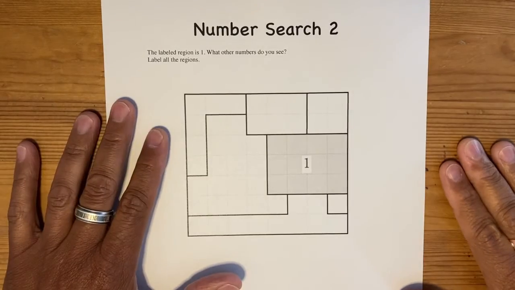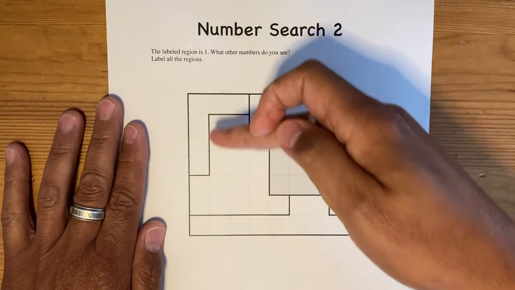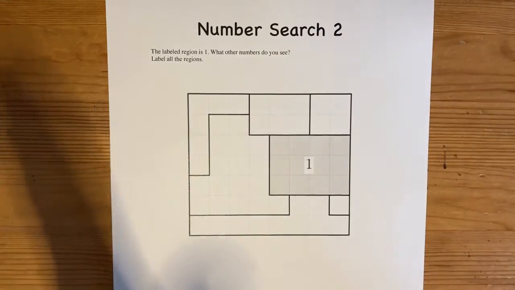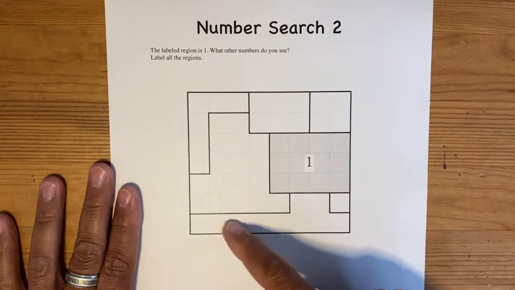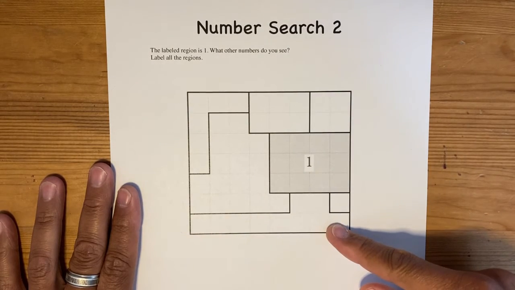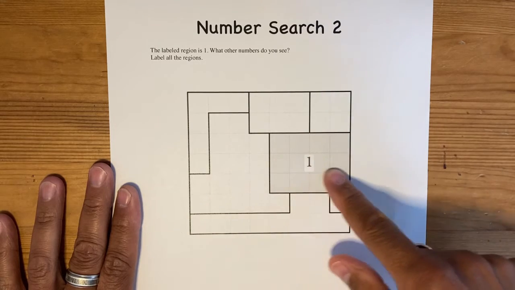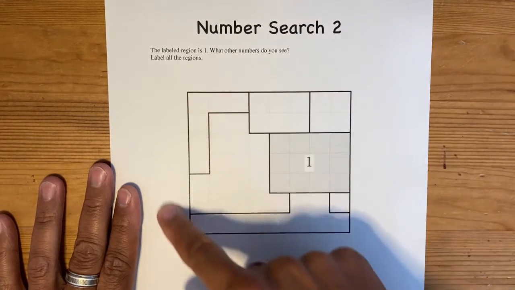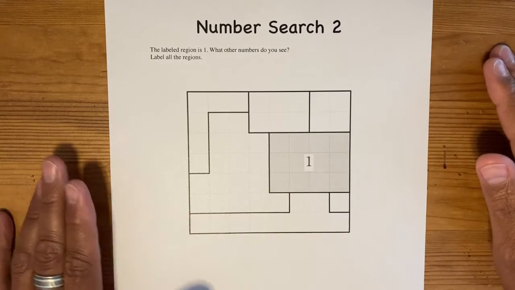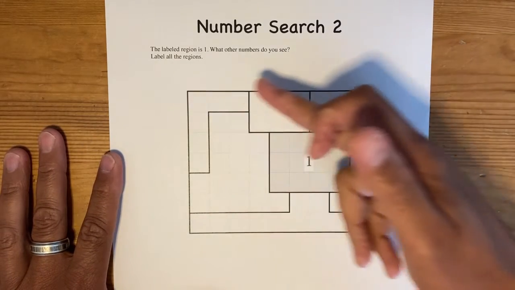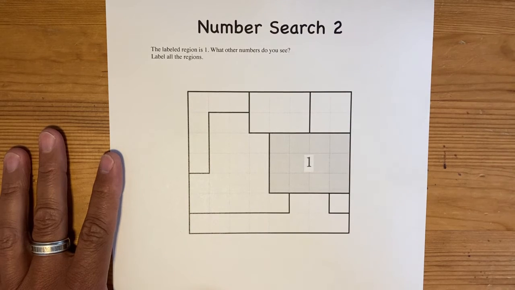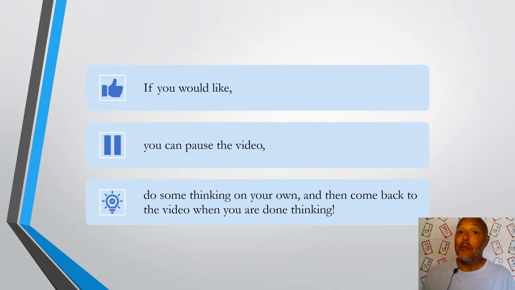One more question for you. Now that you have labeled all of these regions and given numbers to them, you've searched and you found the number that goes with each of these regions, I have a question for you. Looking at this entire shape, if this region equals 1, does this entire shape equal more or less than 5? Is this entire shape more or less than 5? If you would like, you can pause the video, do some thinking on your own, and then come back to the video when you are done thinking.